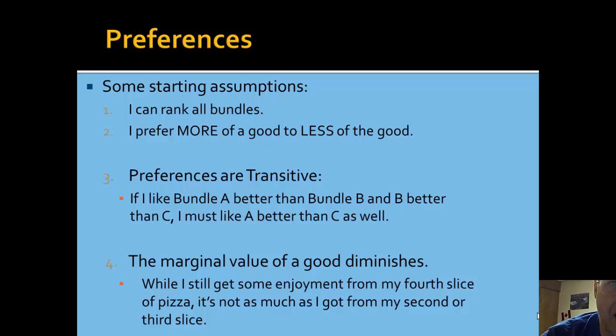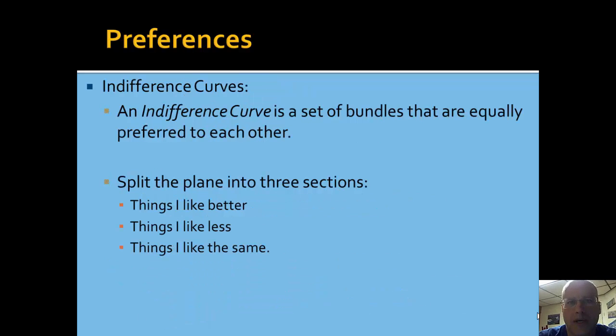By the time I get to the eighth slice of deep dish pizza, for instance, I get far less enjoyment out of the last slice than I did out of the first slice. The way we're going to illustrate preferences is through the use of something called an indifference curve. An indifference curve is a set of bundles that are equally preferred to each other. These are things that we would assign the same ranking to.